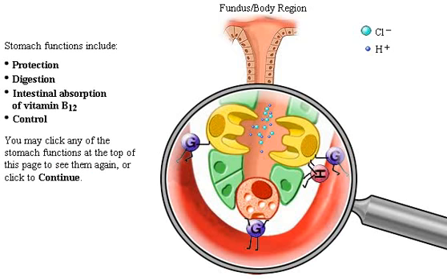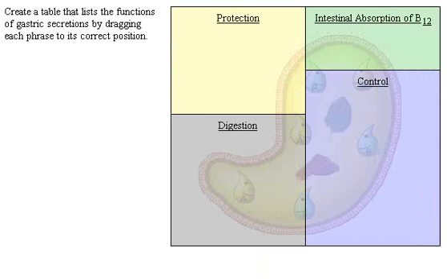You may click any of the stomach functions at the top of this page to see them again, or click to continue. Create a table that lists the functions of gastric secretions by dragging each phrase to its correct position. Click Begin to start.